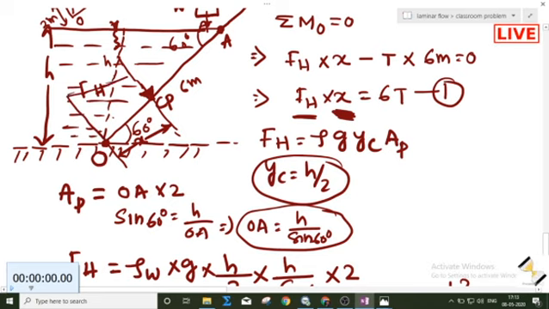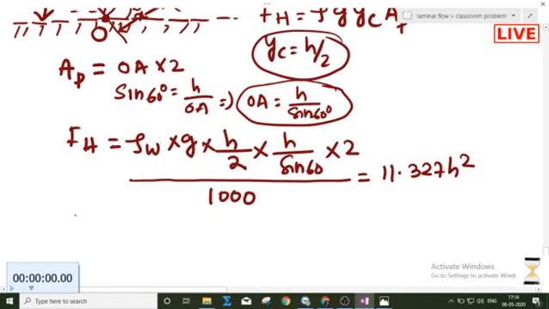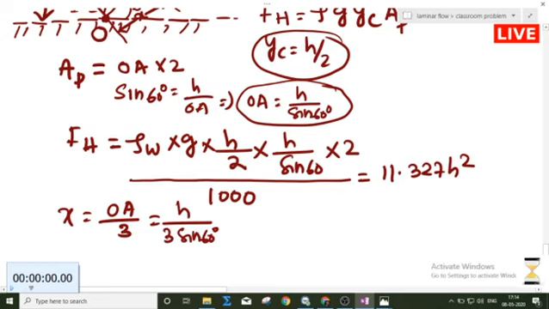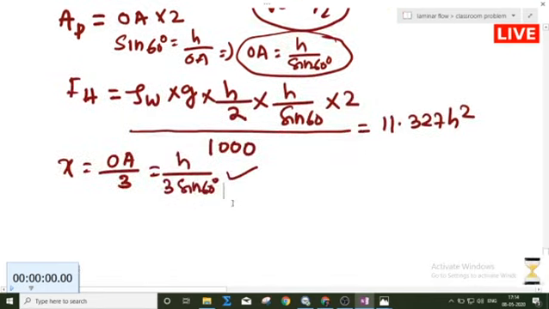If you draw the pressure distribution curve, this is the pressure distribution curve, and this is its center. This length is OA. So x will be 1/3 of OA, or not? This is the center of the triangle only. So x will be 1/3 of OA. What is OA we found? This is h by 3 sine 60 degrees. Now we found everything. Now we put it in equation 1. So write this equation 1.